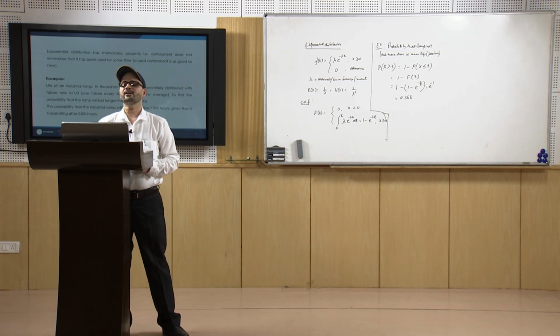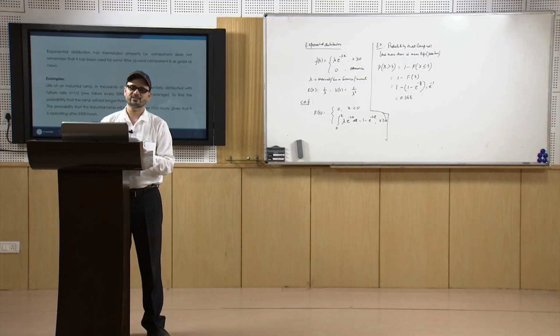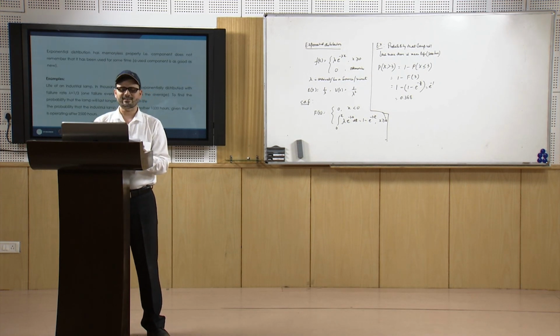Again, the second part is the probability that the industrial lamp will last for another 1000 hours, given that it has been operating for 2500 hours. So, as we discussed, in that case it has a memoryless property.